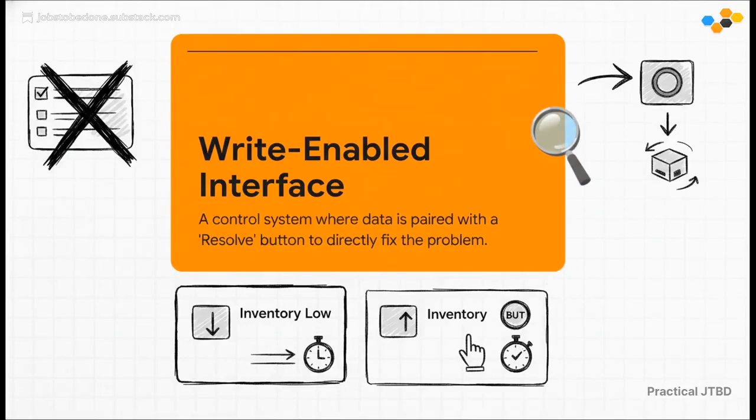The goal here is to create right-enabled interfaces. It's a game changer. Instead of being a gallery of charts, it's a control system. Imagine this. Instead of seeing a warning that says inventory low, you see that same warning, but right next to it is a big button that says reorder 500 units. With one click, you've collapsed that time to action from a week down to a few seconds.